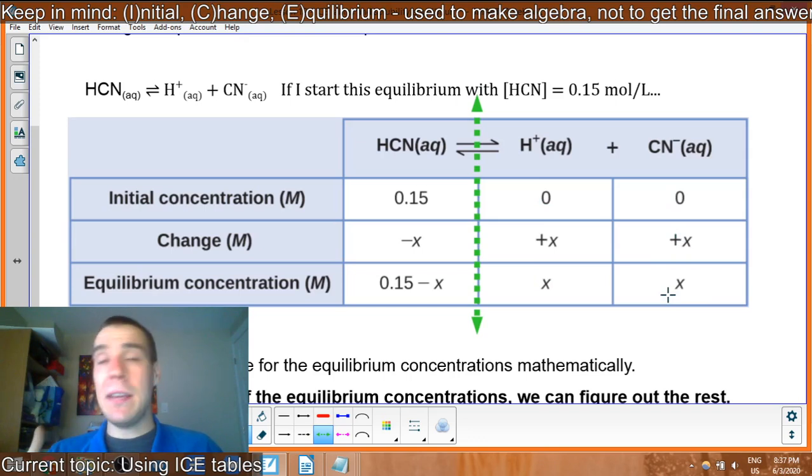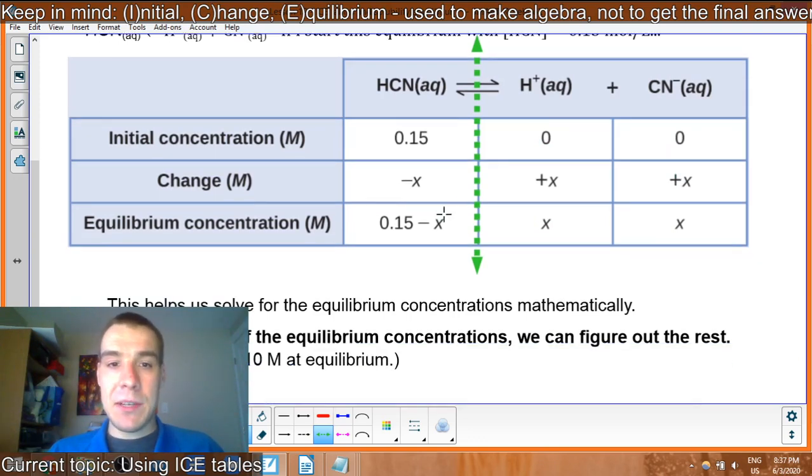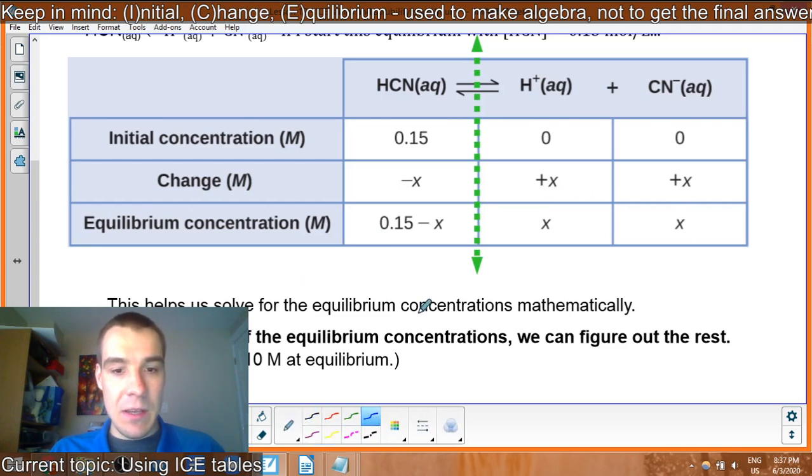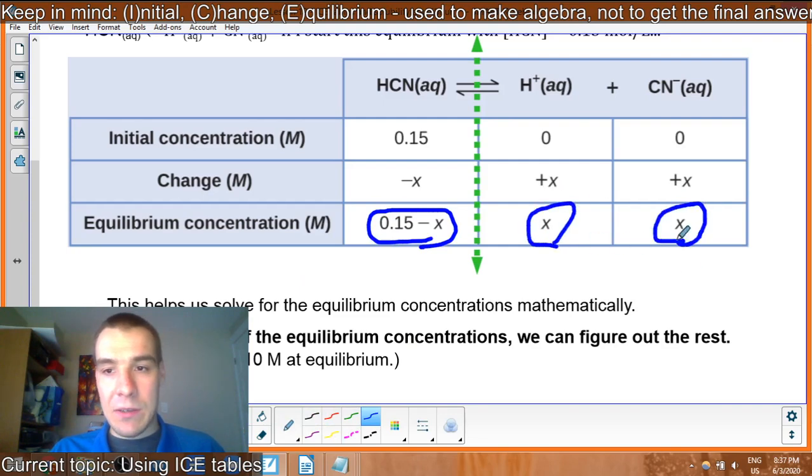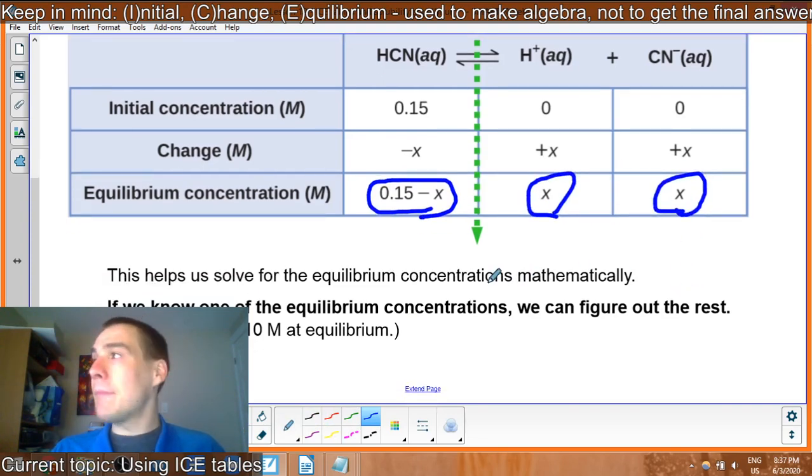And this helps us make a mathematical expression for what's going to happen at equilibrium. So once we've set it up, this bottom part is what we really care about. So I'm just going to highlight that, right? This is what we care about. This is our concentration at equilibrium. And it helps us solve.